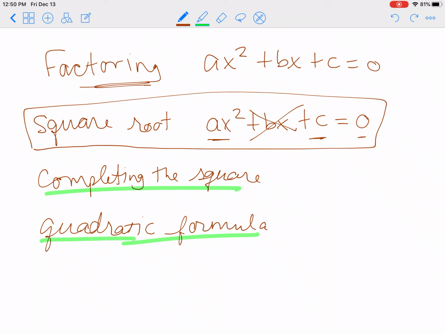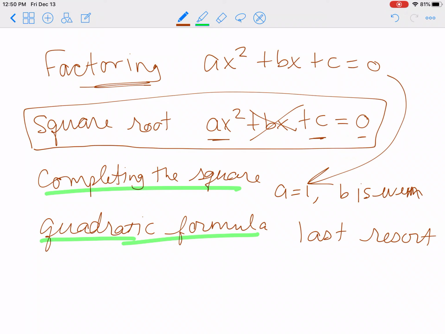After factoring, my instinct is to go to completing the square, and for that to be possible, I want A to be 1 and B, when A is 1, to be even. Then they're a pretty good candidate for completing the square. And use quadratic formula as a last resort. It's time consuming. It does work every time, but it's a little bit clunky in my opinion.